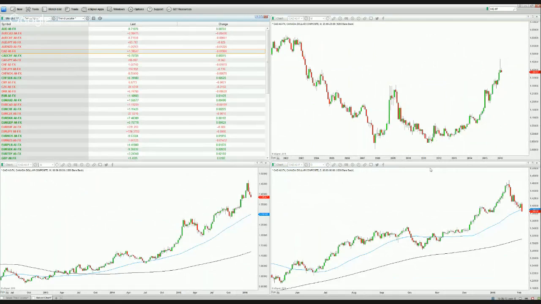Okay, what do we have? Well, on the weekly, we can see that price is trading above the 200 moving average, giving price a bullish bias, and price is trading above the 50, giving a bullish trend.